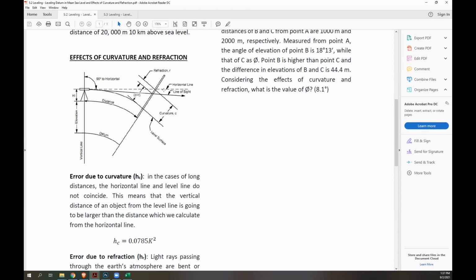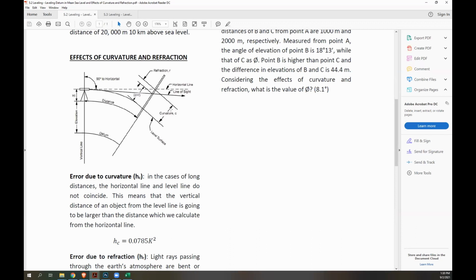So this correction is due to the effect of curvature. If we were to draw a horizontal line from your line of sight, or from this instrument, it's this dashed line here. Again, that's not the correct reading because of the curvature of the Earth. It should be over here. So that's the effect of curvature.